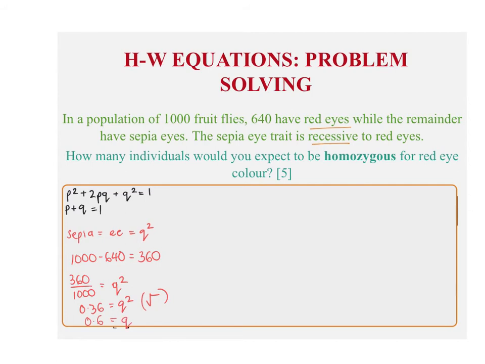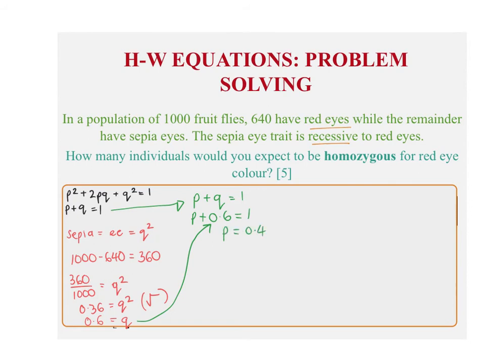And now that we know that our q value is 0.6, we can start using our equations. So we're going to start using the p plus q equals 1 one. p plus q is 1. p plus 0.6, because we're taking that from the calculation that we've just done. And therefore, p is equal to 0.4.